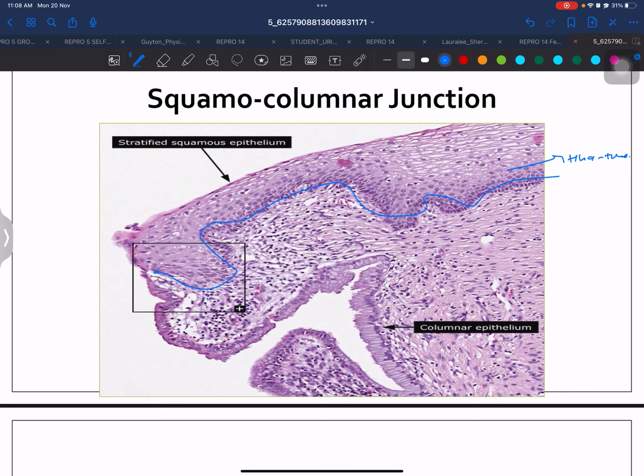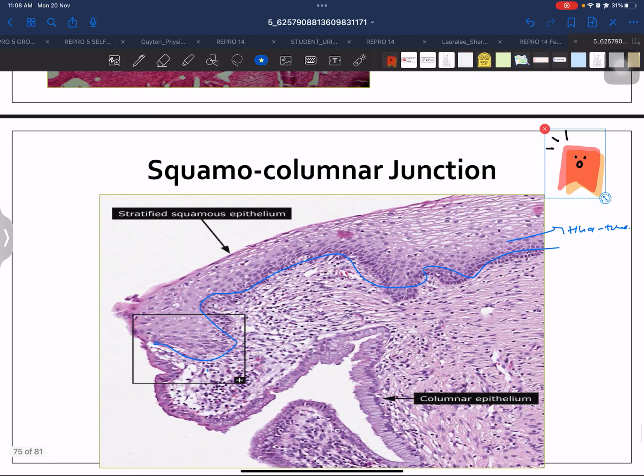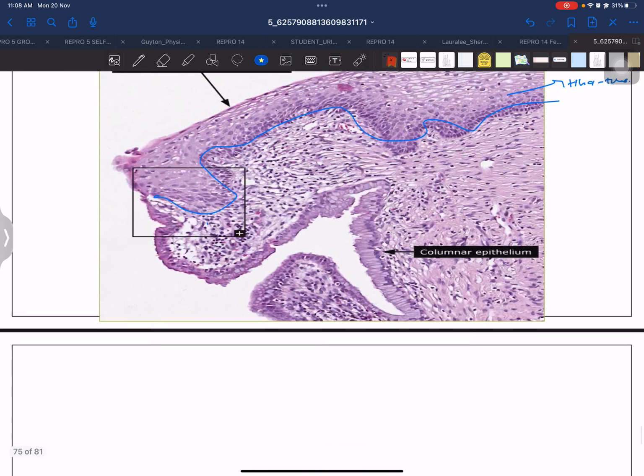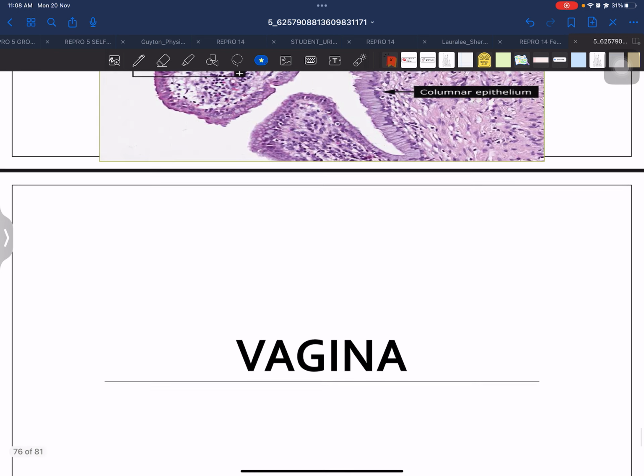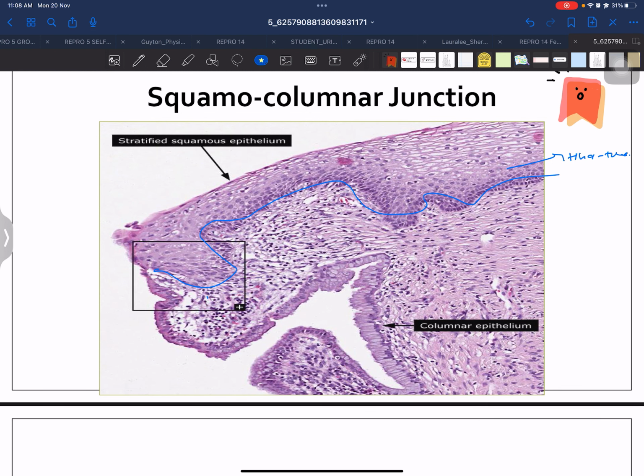Tahun lepas dah kena tanya, macam-macam jawapan saya dapat. Boleh: endocervix dekat dalam simple columnar, ectocervix dekat luar stratified squamous non-keratinized. Antara ecto and endo kita ada squamo-columnar junction.